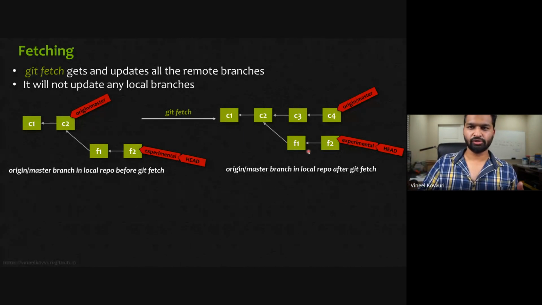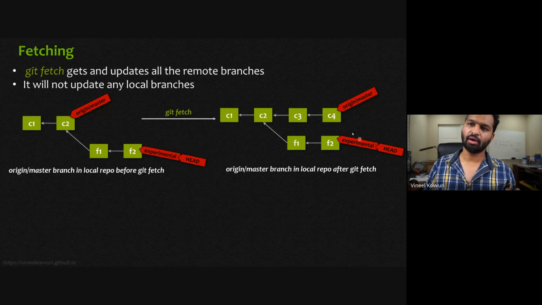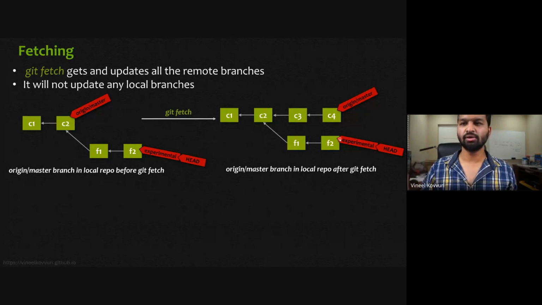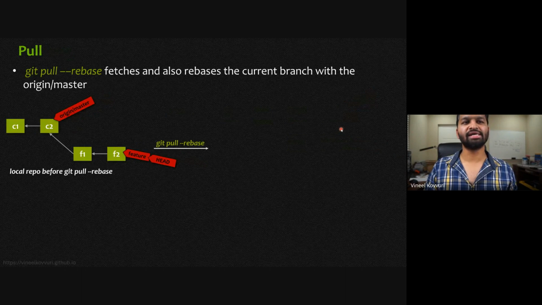So just to repeat, when I do git fetch, I'm getting only updates to my remote branches cloned locally. But that's not what I want. What I want is for my changes to be on top of whatever the latest is that your colleagues have pushed, isn't it? So what we do instead is something called git pull --rebase.